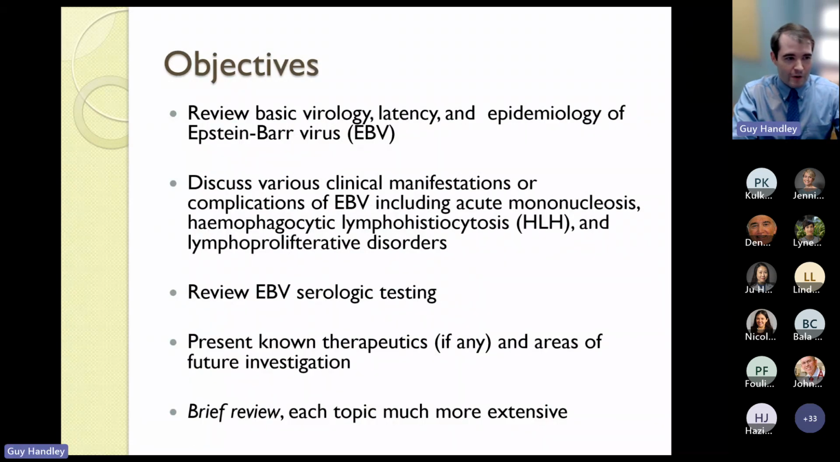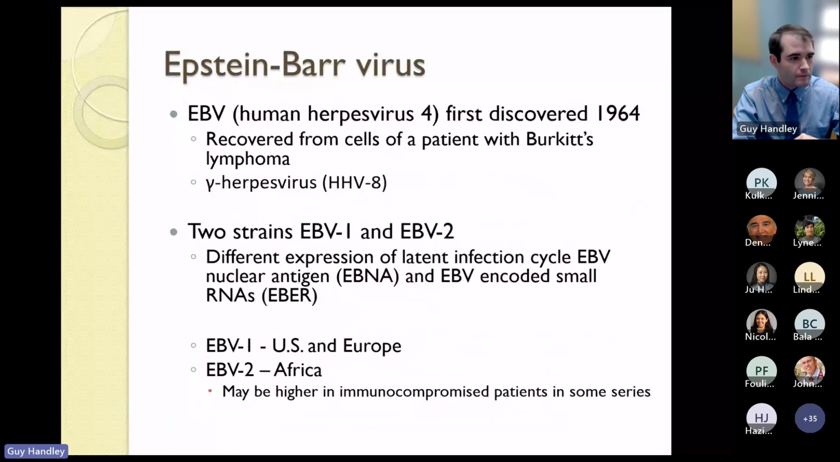I'm going to go through the basic virology, latency, and epidemiology of the virus, and discuss its various clinical manifestations or complications, including acute mononucleosis, HLH, and other lymphoproliferative disorders. We're going to go over the serologic testing, when to use it, the pitfalls, and talk about any known therapeutics and areas of future investigation. It's a brief review. Each of these topics you could easily do a separate lecture on, and we'll certainly have time at the end for any questions because it is a pretty complex virus and has many manifestations. So the virus is actually also known as human herpes virus 4.